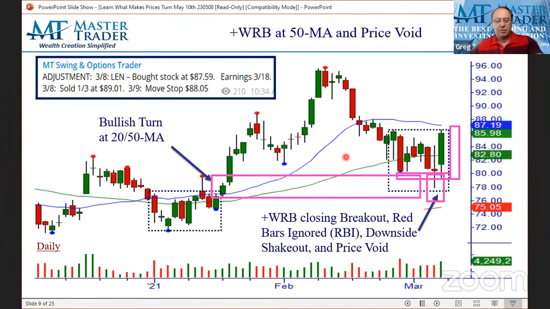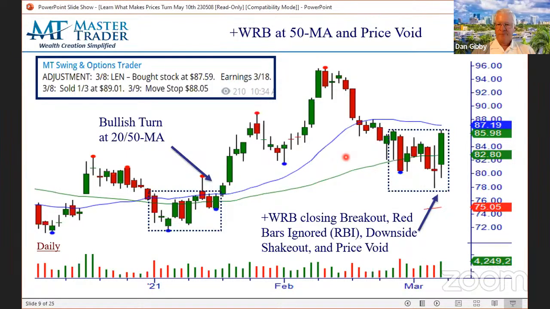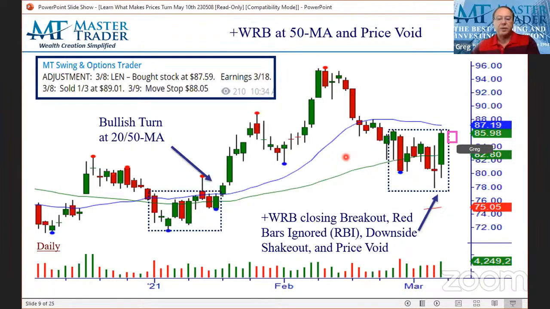Someone posted in the question, I was going to wait for a picture, a pattern to explain. They asked, what's the difference between a red bar ignored, RBI, and a 1, 2, 3? Well, you don't know a red bar ignored is ignored until after the fact. A 1, 2, 3 is presented to you in the moment that you actually see it. I didn't know this red bar wouldn't go lower until here. And a 1, 2, 3 would be if we had a narrow range bar here that would give us a new entry point.